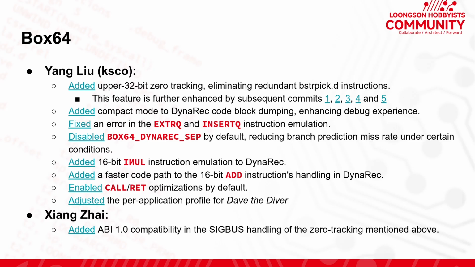Next, Xiangjia added the ABI 1.0 compatibility in the SIGBUS handling of the zero tracking, the upper 32-bit zero tracking you mentioned above. Next page, please.